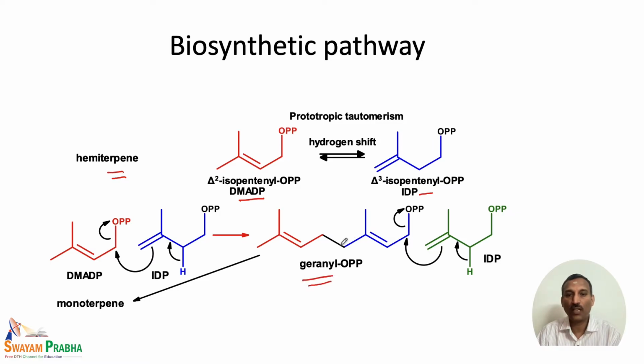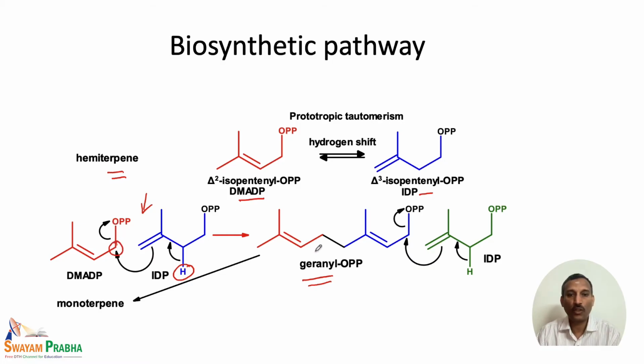The reaction for how this geranyl OPP forms is given here. There is a hydrogen which is lost, and when the hydrogen is lost, the bonded electrons are shifted towards the linear system, and the double bond attacks the nearby DMAPP group, and the OPP group is lost.